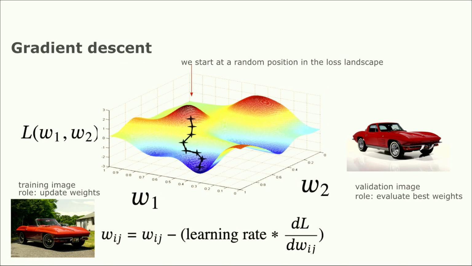We use the training dataset to calculate these gradients and update the weights. However, it's also important to monitor the performance of the loss on the validation set. And we want to keep the weights where the validation loss is minimized. This tracking is super important when we train a neural network.